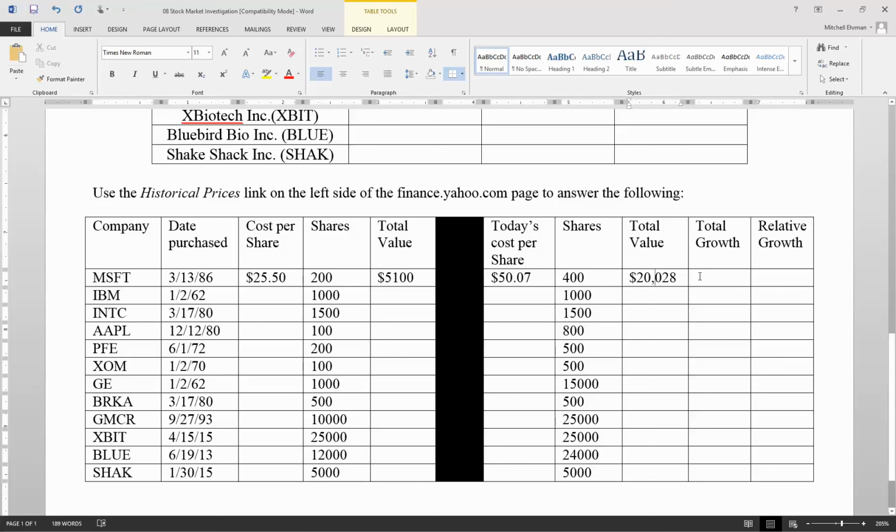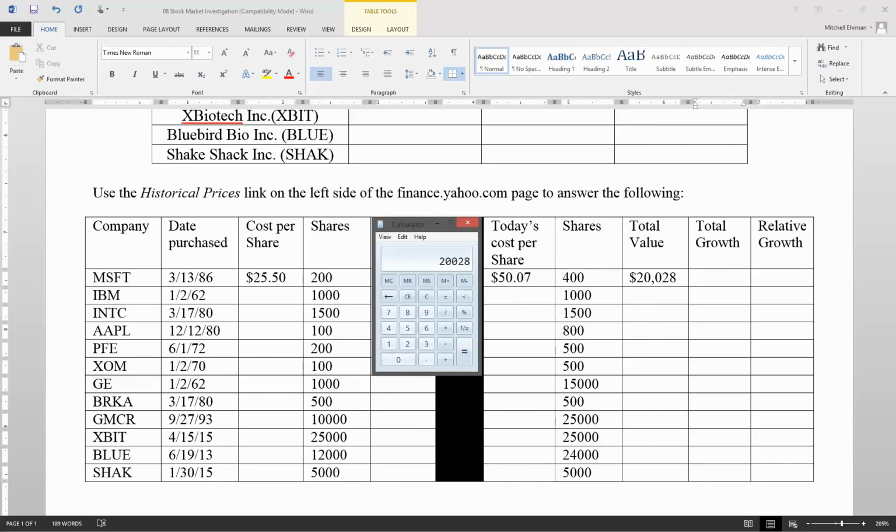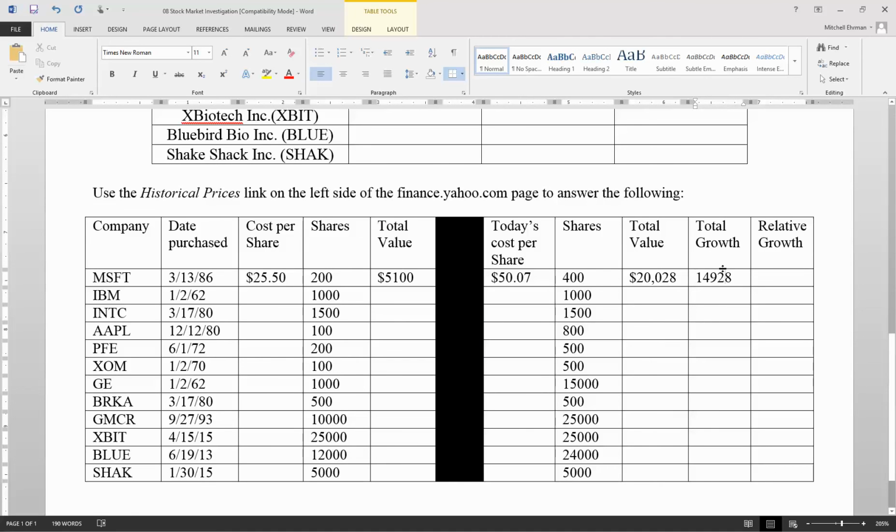I'll put some punctuation in here to make it look a little bit nicer. And when I compare the $20,028 to the $5,100 that I spent originally, I see that my stock has grown by $14,928. Now, to obtain that relative growth rate, well, let me back it up. I got the total growth by subtracting my total value from the right column from the total value in the left column. And so this is how much it's grown by. I've increased $14,000 in value.